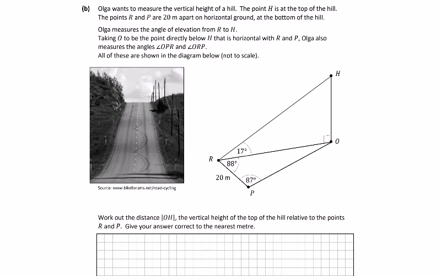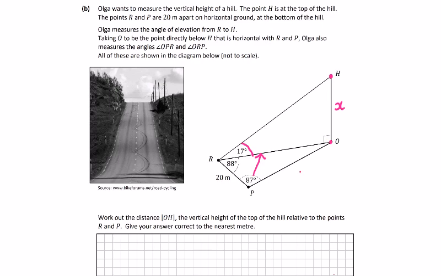Olga wants to measure the height of a hill. The point H is the top of the hill. So we're just dealing with 3D trig here, triangles. In this triangle we only have the angle 17, so we can't find, we'll call this X just to keep it simple. We do have 3 angles in this triangle, and we have a side, so we could use the sine rule here to find this side over here.